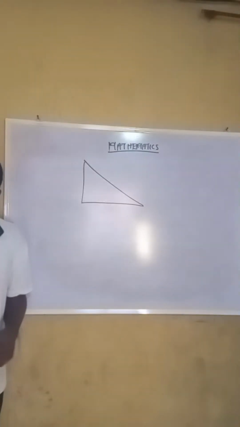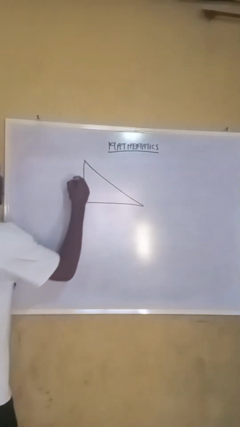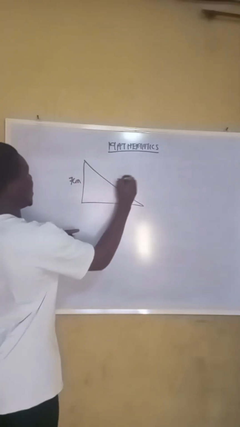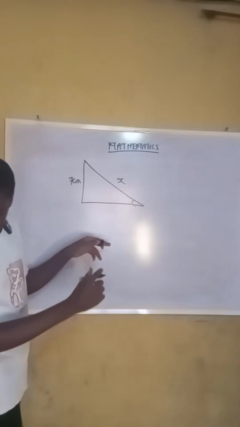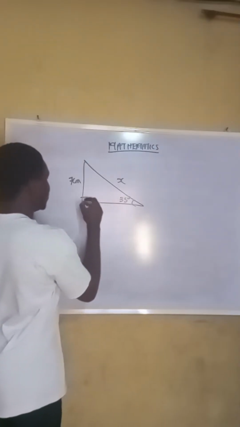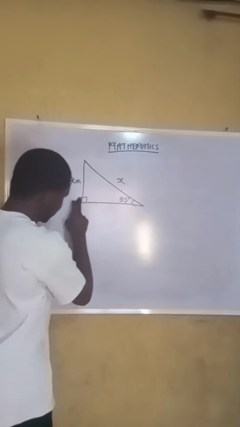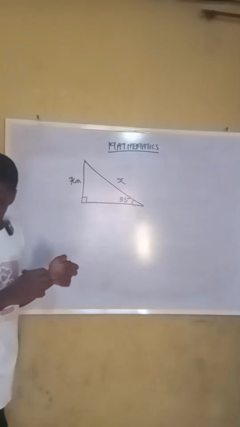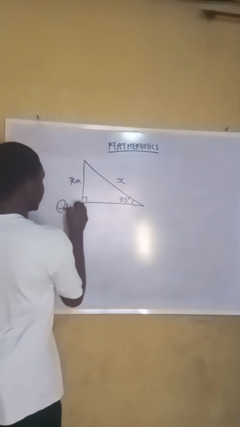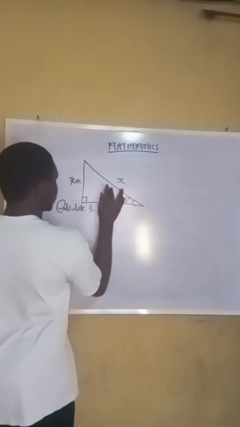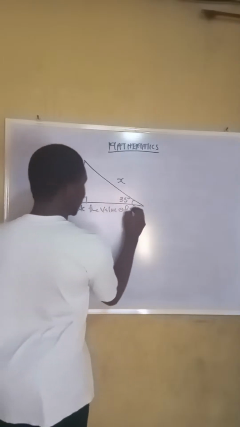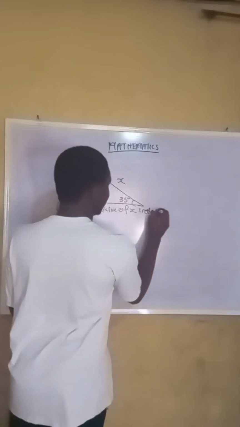So we have a question. We have here to be 77 centimeters. We have here to be x, and we have this part to be 5 degrees. Of course, this is a right angle triangle. You can see it here. So the question is, calculate the value of x in the figure above.